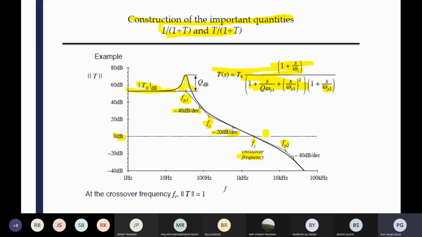From FZ to FP2, after that again some pole is there. So minus 20 dB per decade plus minus 20 dB per decade, so it is coming minus 40 dB per decade. So then it's coming like that. So the crossover frequency FC, mod T equal to 1. So the 0 dB line means it is 1; logarithm of 1, ln 1, is 0. That's why you can say the crossover frequency is there, it is 1.